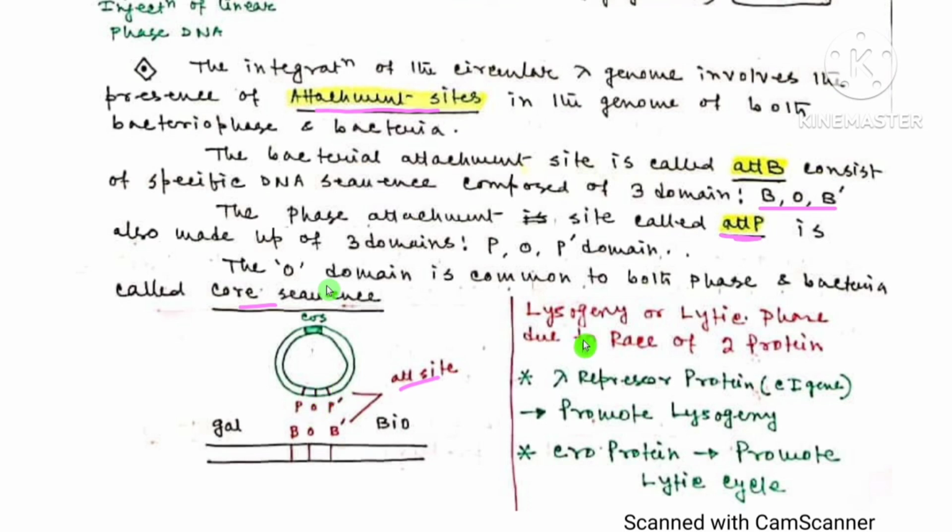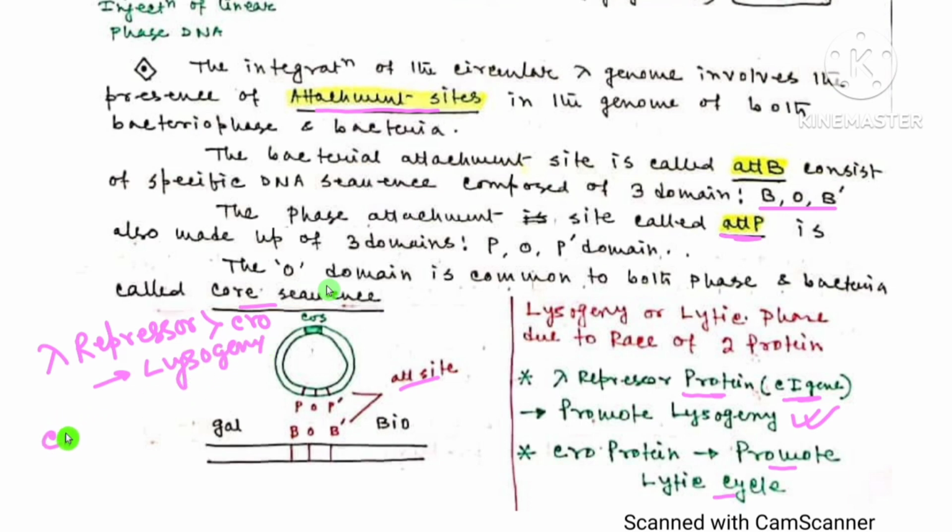Now lysogeny or the lytic cycle depends on a race between two proteins. The lambda repressor protein is synthesized from the CI gene, and when the lambda repressor protein prevails, this promotes lysogeny, and when the CRO protein prevails, this promotes the lytic cycle. When the lambda repressor protein is more abundant than the CRO protein, we can see lysogeny. Then the bacteriophage chooses the lysogenic cycle.